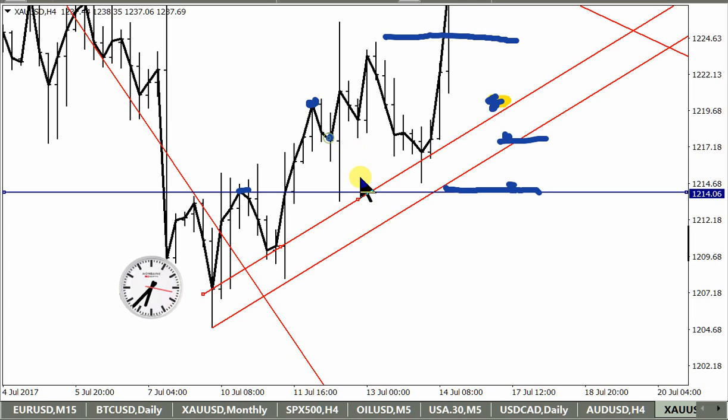So where do you think your first target would be? If you get filled here, it's going to be here, or it's going to be here. You know this price exists. Your buy limits are trailing here. Once again, your buy limits don't get filled there.